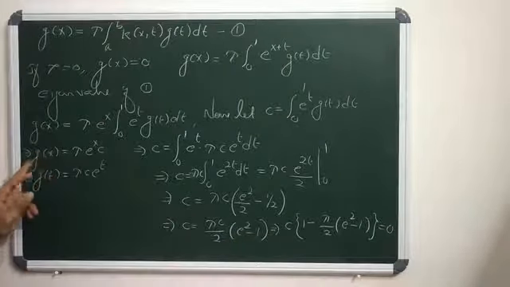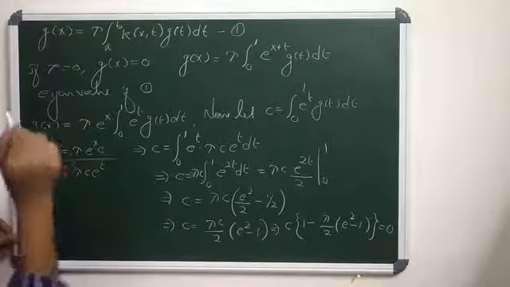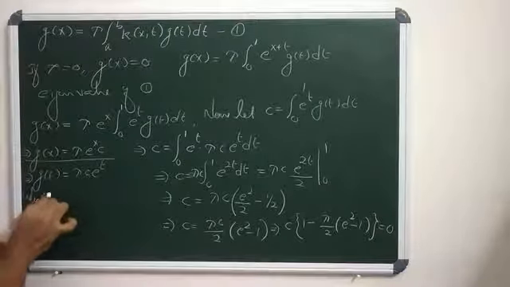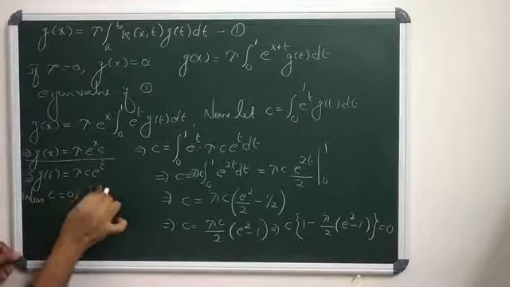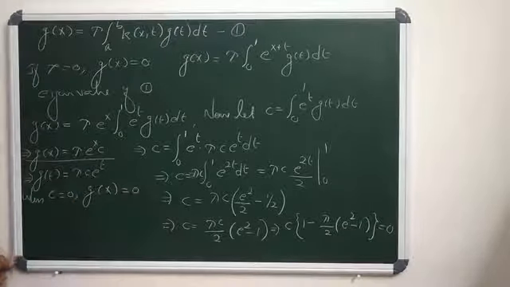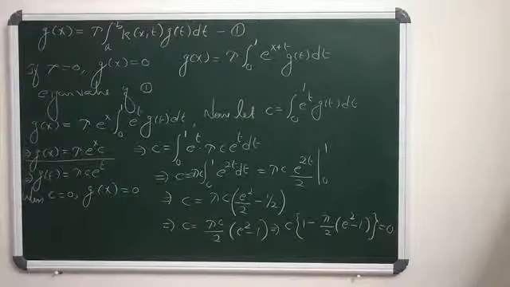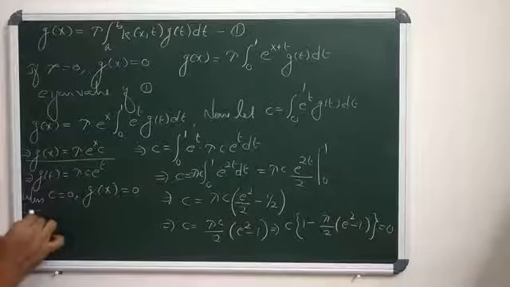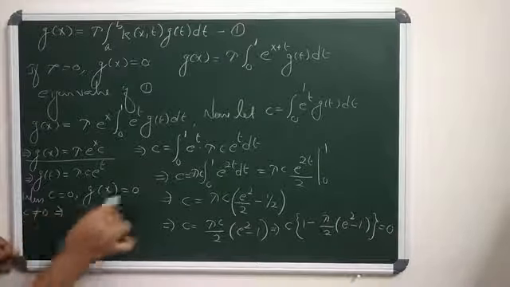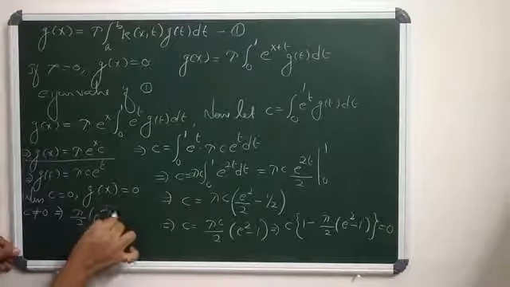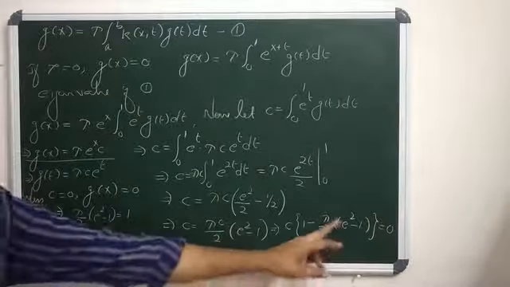g of x equals 0, because we have g of x equals lambda e power x into c. So when c equals 0, g of x equals 0, which means it has the trivial solution, or zero, of the given equation. When c differs from 0, then from there, 1 minus lambda by 2 into e square minus 1 should be 0.